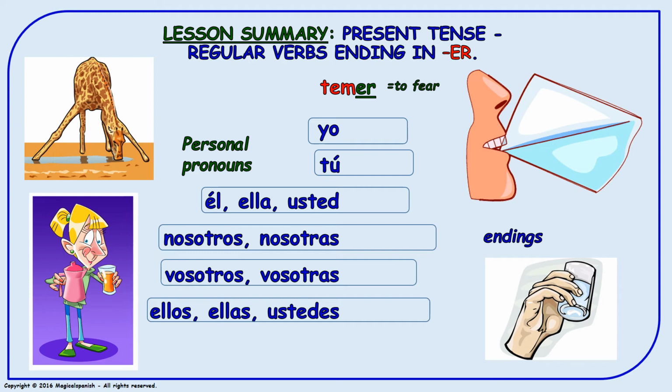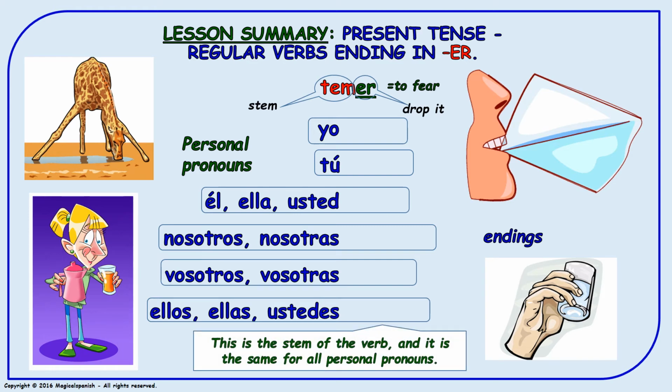It is important to remember that every verb is going to have two parts. The first part is going to be the ending. In this case, it's going to be er, and we're going to drop it. Now, the other part of the verb is going to be the tem, in our case. That's going to be the stem of the verb we are going to conjugate. Now, we need to keep in mind that this is the stem of the verb, and it is the same for all different personal pronouns.